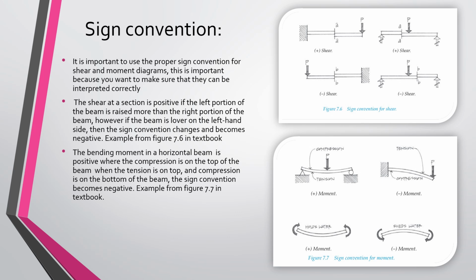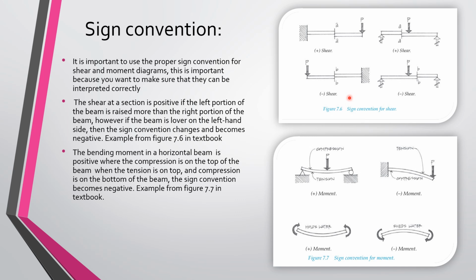The shear at a section is positive if the left portion of the beam is raised more than the right portion of the beam. However, if the beam is lower on the left-hand side, then the sign convention will change and become negative. I put in this example, figure 7.6, from the textbook. This one right here shows that this left-hand beam is raised slightly more than the one on the right-hand side, and because of that, the sign convention is positive.